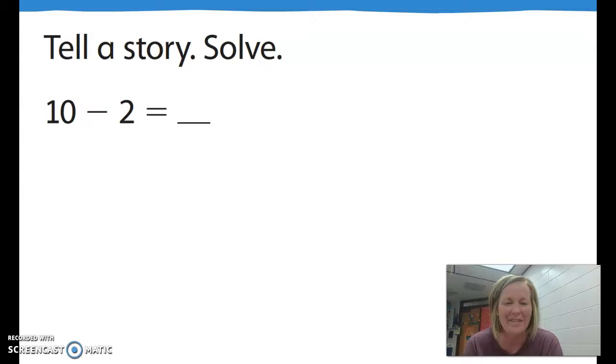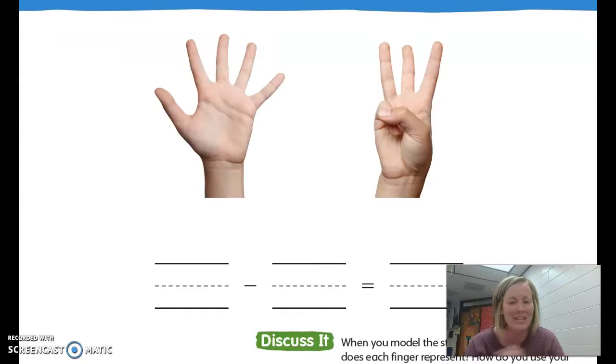Oh, I thought of a story. There were 10 bears hibernating in the cave. 2 bears woke up. So I had 10. 2 woke up. How many are left? You're right, there are 8 left. Oh, I hope you told a story to someone. All right, get those workbook pages out.